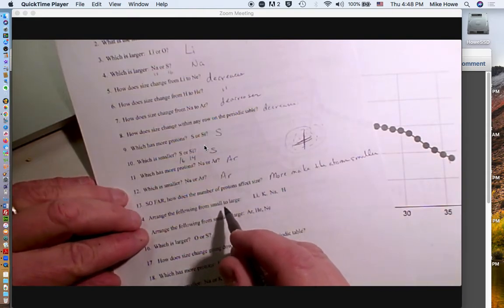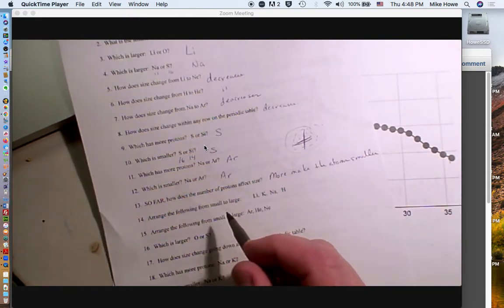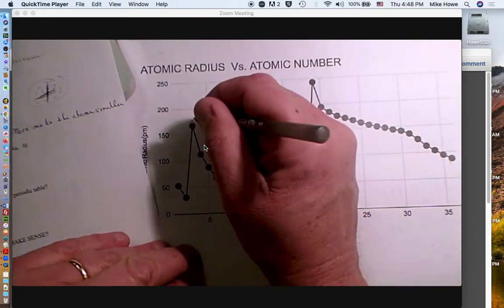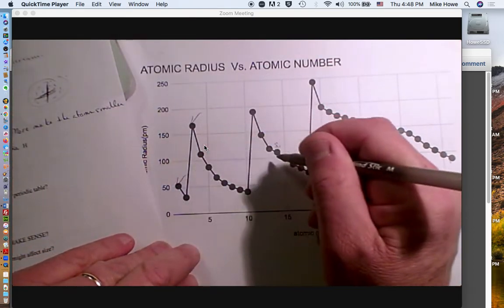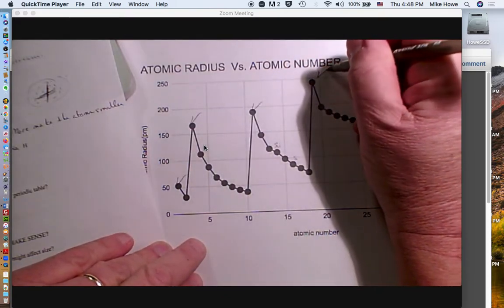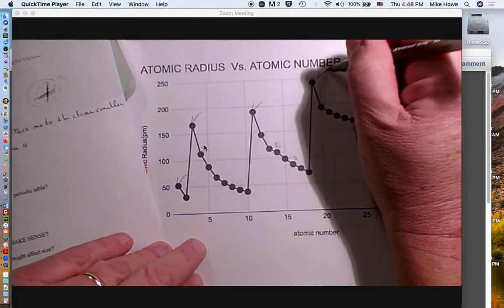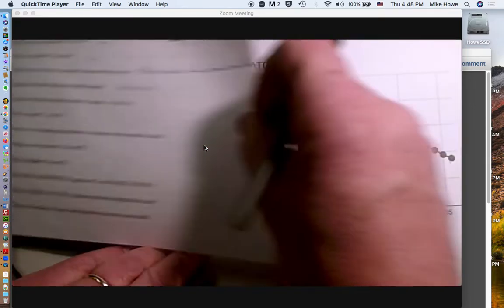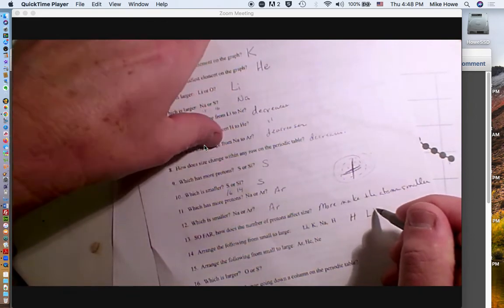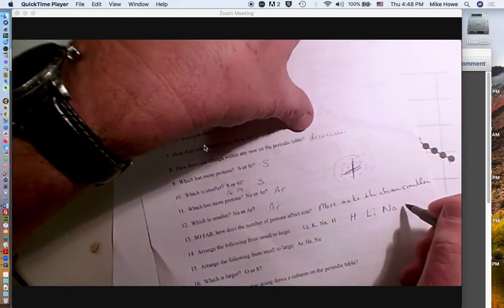Okay, now arrange these from small to large. So lithium, potassium, sodium, hydrogen. Lithium's element number 3. I'm going to put check marks here. Hydrogen's element number 1. Sodium's number 11. Potassium's number 19. So if we're going to put them in order from small to large, the smallest is hydrogen, then lithium, then sodium, then potassium.